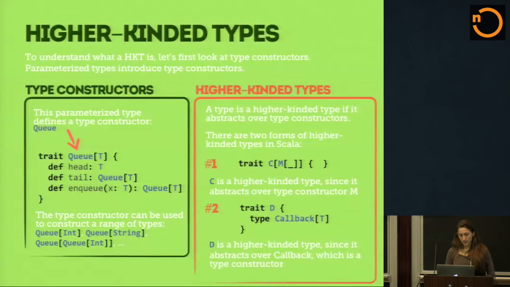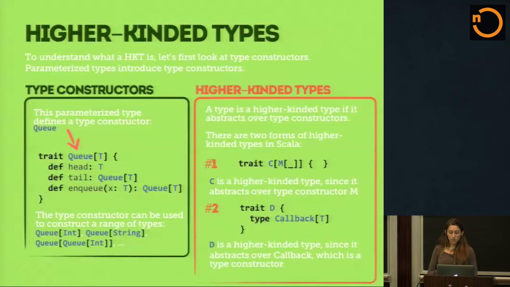So, on to the next construct in the type system that people like to talk about: higher kinded types. In order to understand what a higher kinded type is, you first have to know what a type constructor is. A type constructor is on the left-hand side here. This parameterized type defines a type constructor. So Q of T is a type constructor, and it can be used to construct instances of lots of different things: a queue of int, a queue of string. And a higher kinded type is one that abstracts over those type constructors.